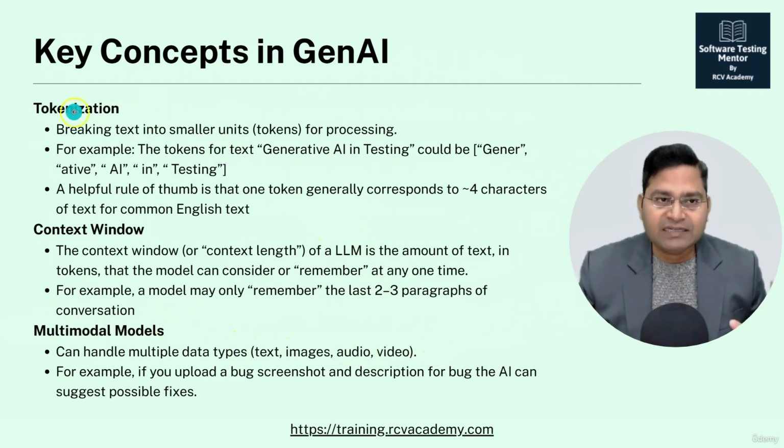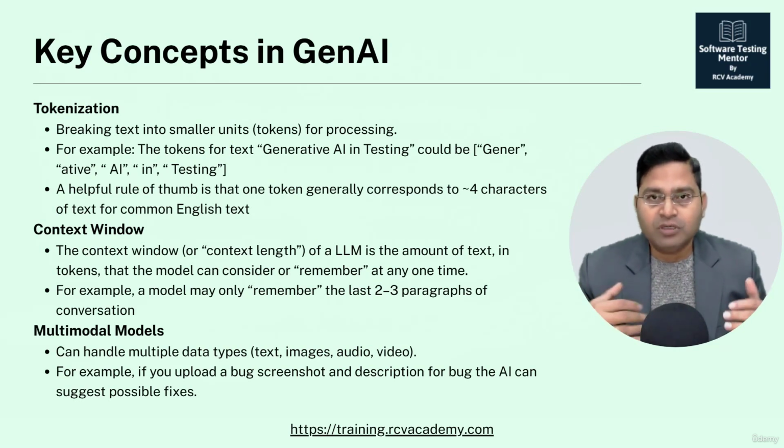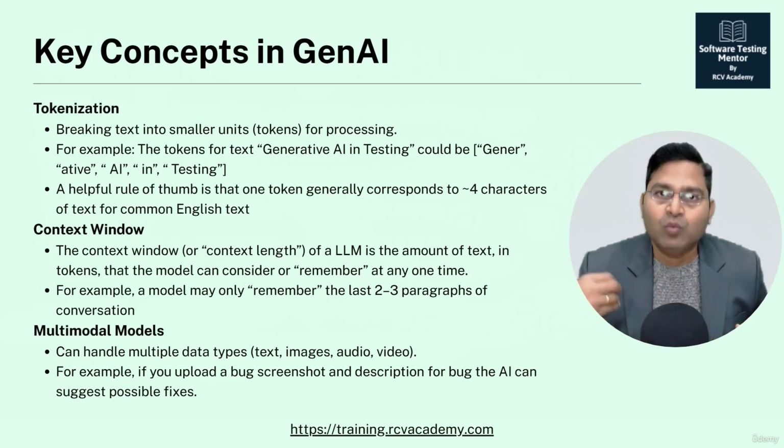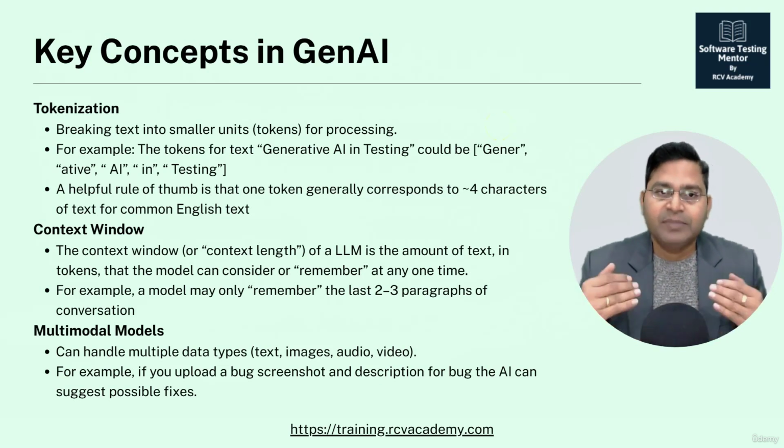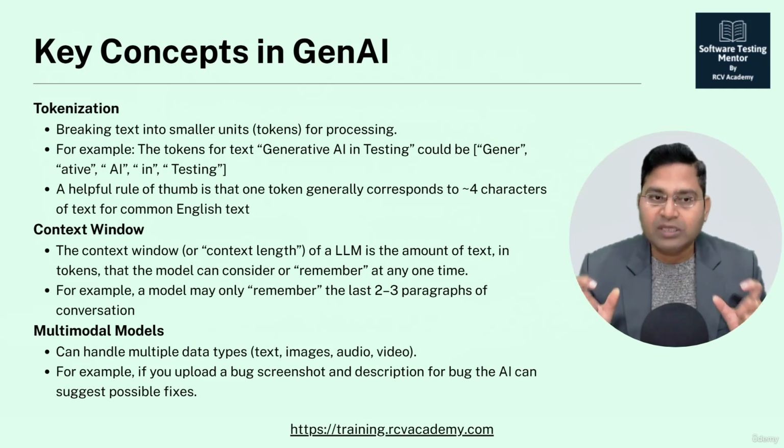Okay, but before that, let's understand tokenization and the context window. So what is tokenization? Tokenization is breaking the text into smaller units, or tokens, for processing. Say, for example, you're typing in a paragraph, asking a question. All of that paragraph is not fed all at once to the model. It is basically first broken into smaller chunks, which are known as tokens.